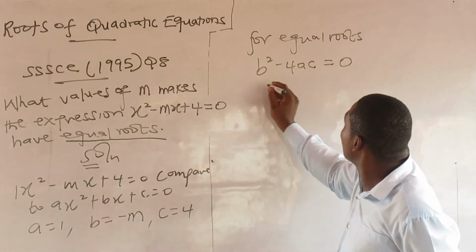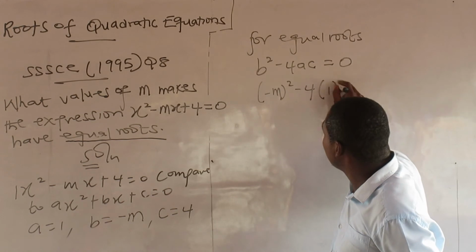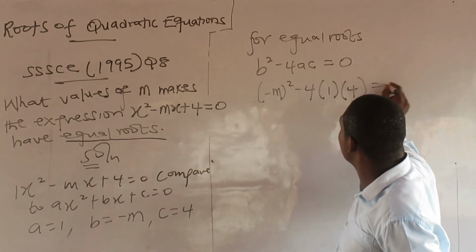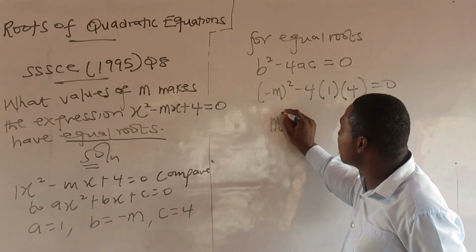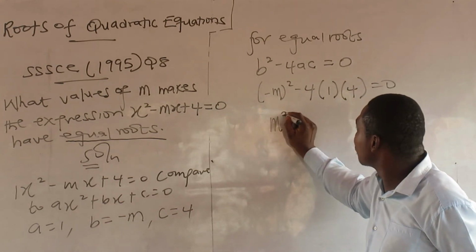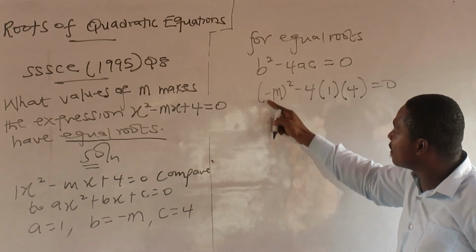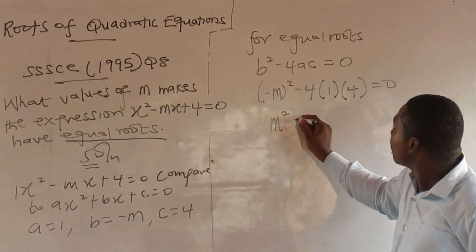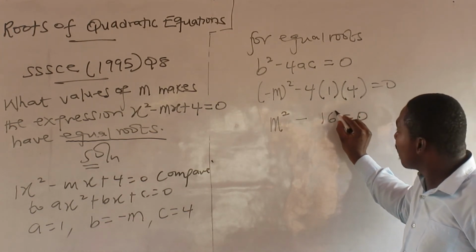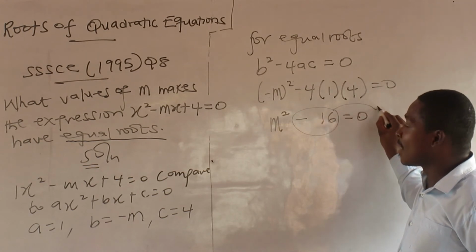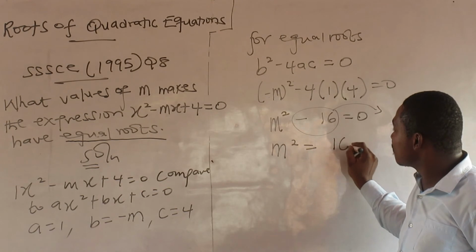Good. Now b squared minus 4ac equals 0. Now minus m squared will give me positive m squared, right? When you square, a negative number disappears, okay? Minus 16 equals what? 0. Now I carry this over here as a way of grouping. You see that? I'm going to get positive 16.